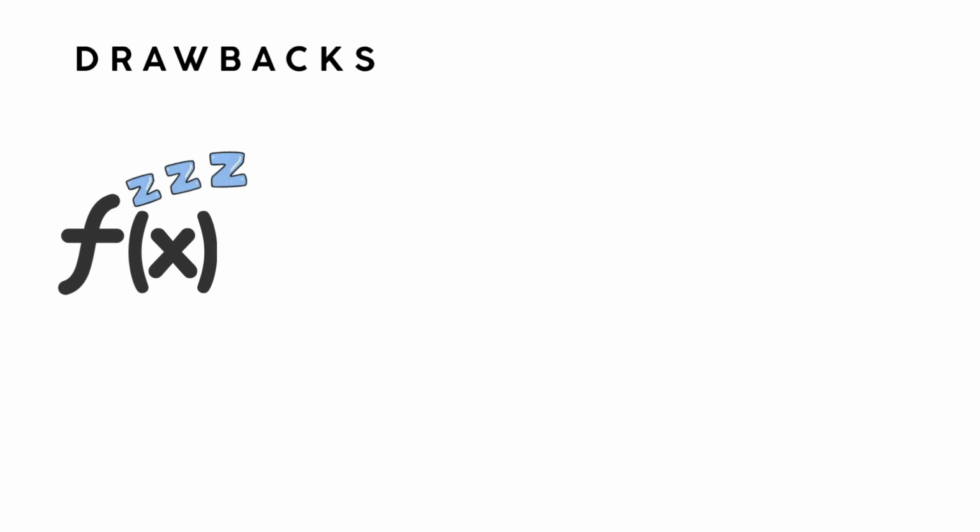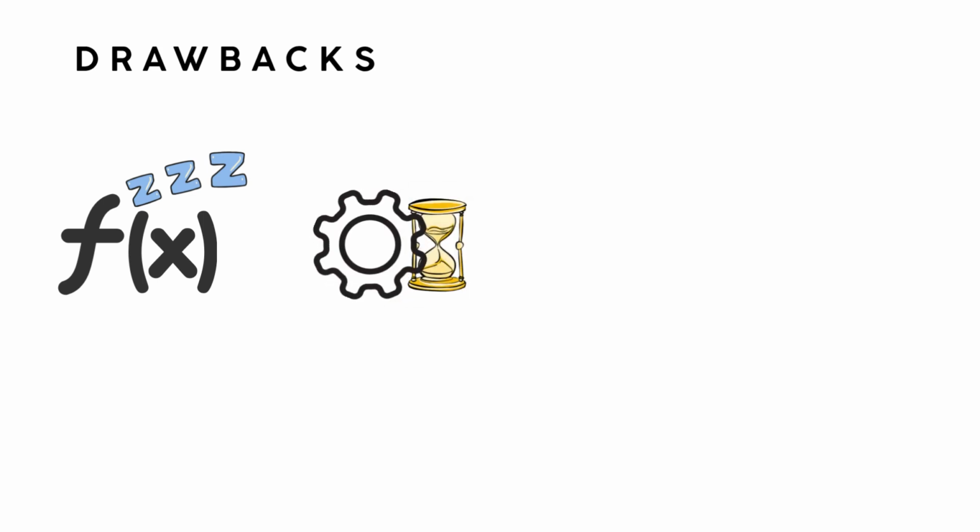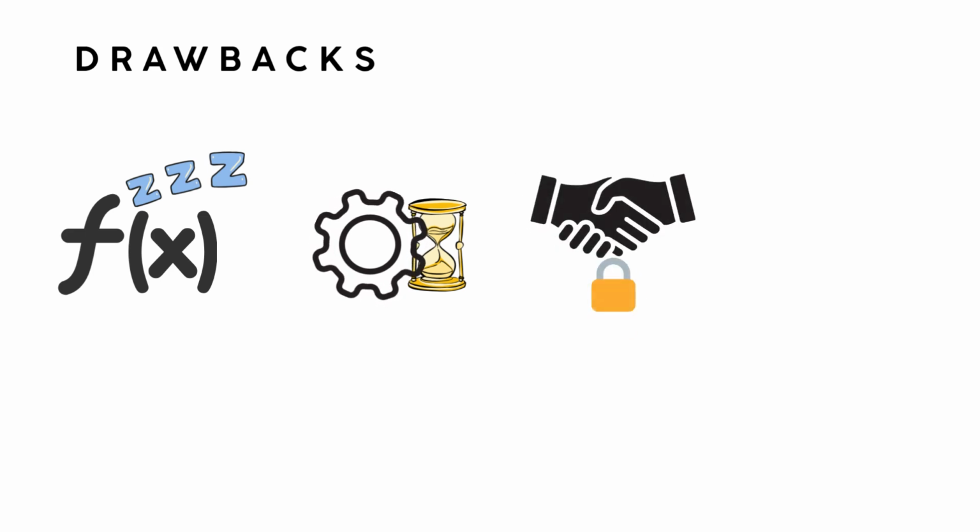Now let's look at the drawbacks. Cold start latency. Functions may take extra time to start after being idle, causing delays for infrequent requests. Limited execution time. Functions often have a maximum runtime. For example, AWS Lambda has 15 minutes of runtime. Vendor lock in. Difficult to migrate between providers due to proprietary APIs and configurations.